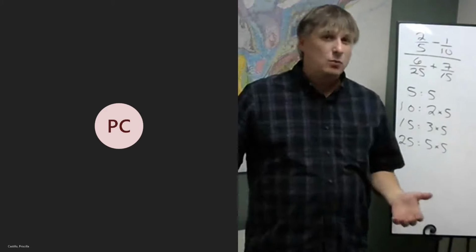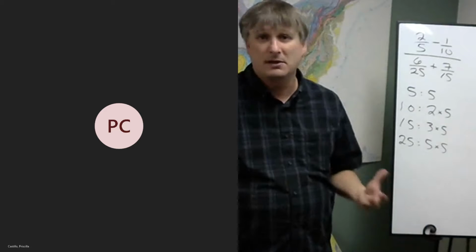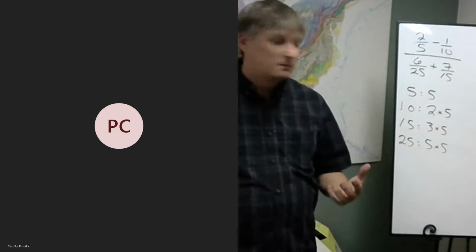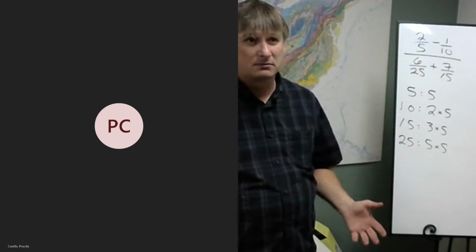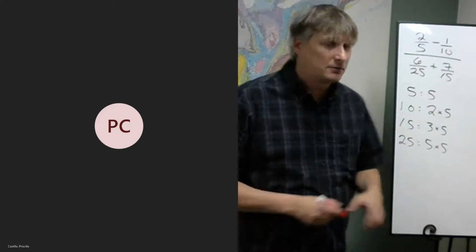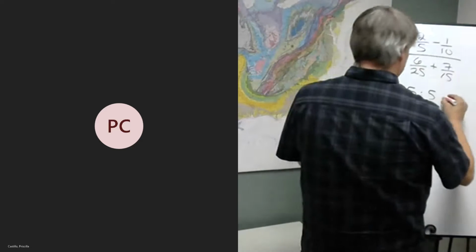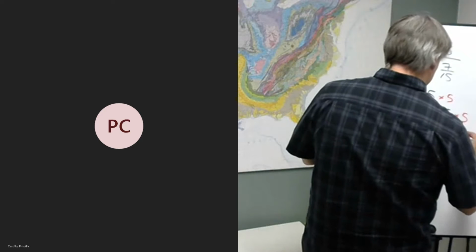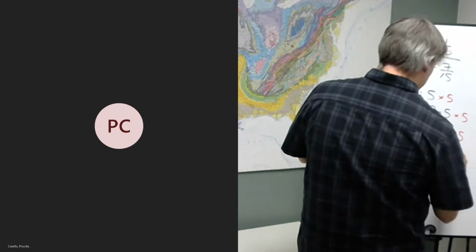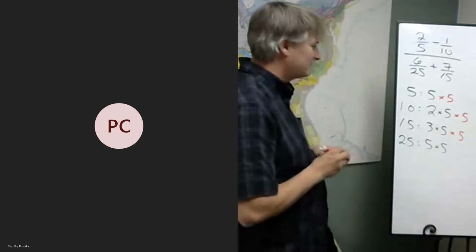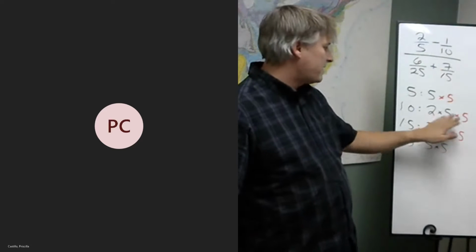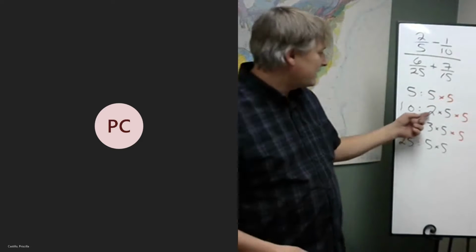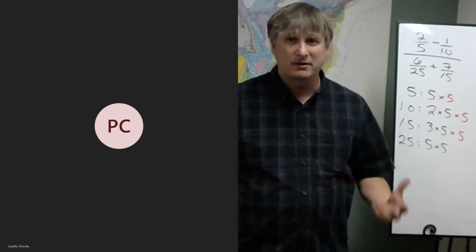Now, once again, we want all these factorizations to be the same. Each of these has a 5. Way to go. But this one has two 5s, so we better make sure the others have two 5s. Oh, that one's already in. So two 5s, two 5s, two 5s, two 5s. We're good. Now this one's got a 2, so all the others better have 2s.